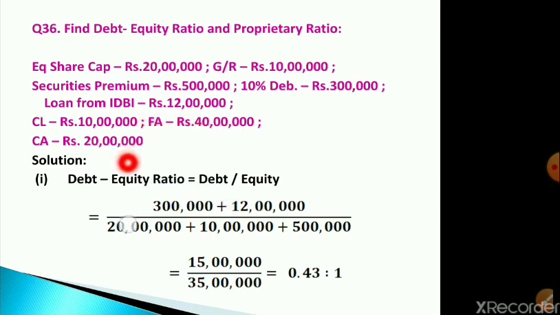So debt equity ratio equals debt divided by equity. Here in the debt we have two components, that is 10% debenture of 3 lakh and loan from IDBI rupees 12 lakh. So the total is 15 lakh. In the equity we have share capital 20 lakh, 10 lakh of general reserve and securities premium 5 lakh. So the total is 35 lakh. So the answer of debt equity ratio is 0.43 is to 1.